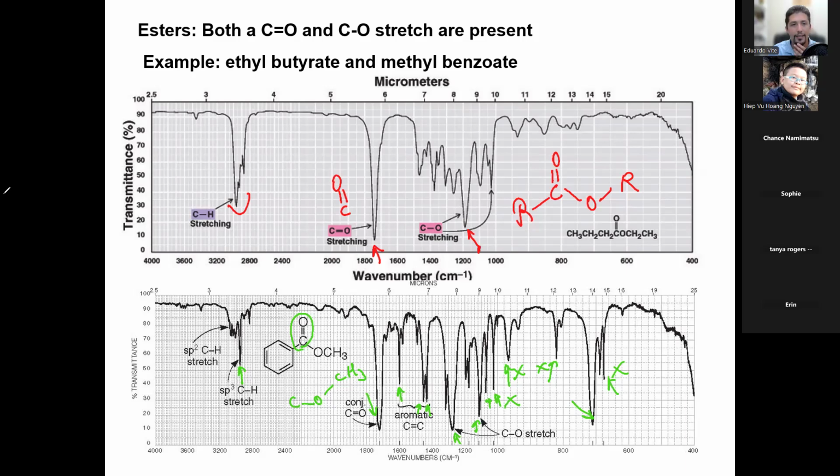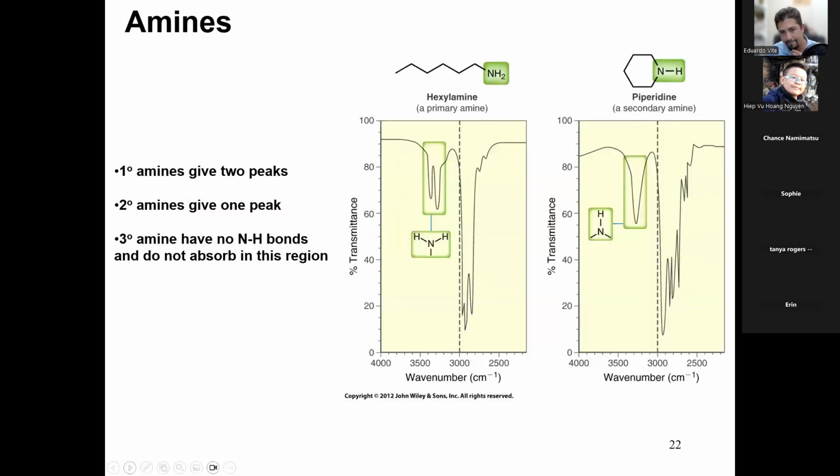Okay. So moving on to the next slide. Amines. These are interesting. Amines are polar bonds. So instead of NH, think of OH, right? NH, OH. Well, how many NHs? Because NH is a polar bond. And if you have two of them, you can see two signals.